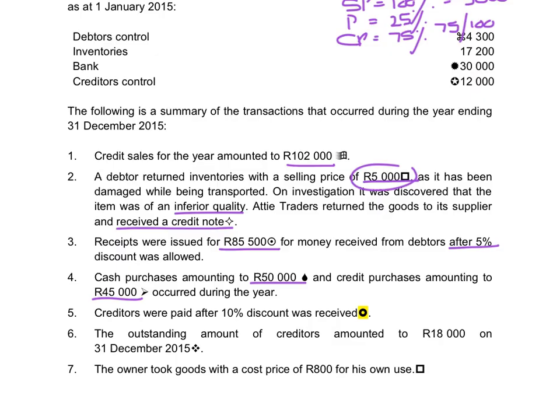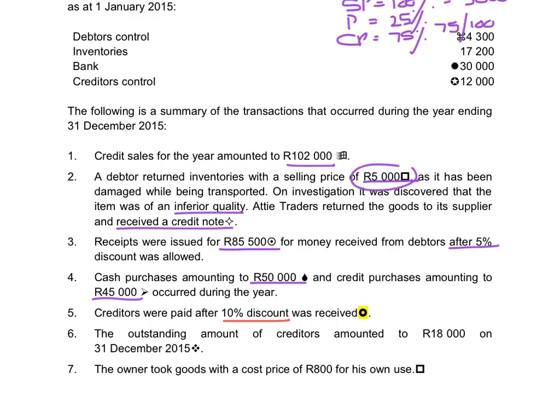Creditors were paid after a 10% discount was received. They don't tell us the debt or the discount or the amount that was paid, so we will have to go and calculate this in our creditors control account.